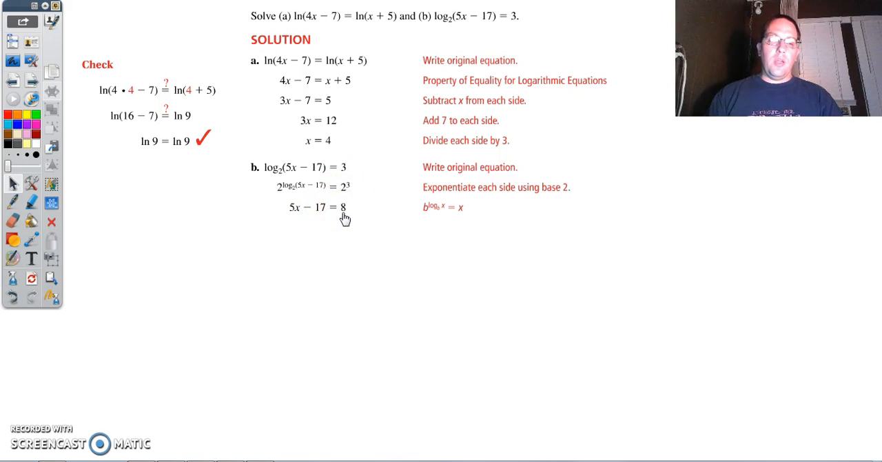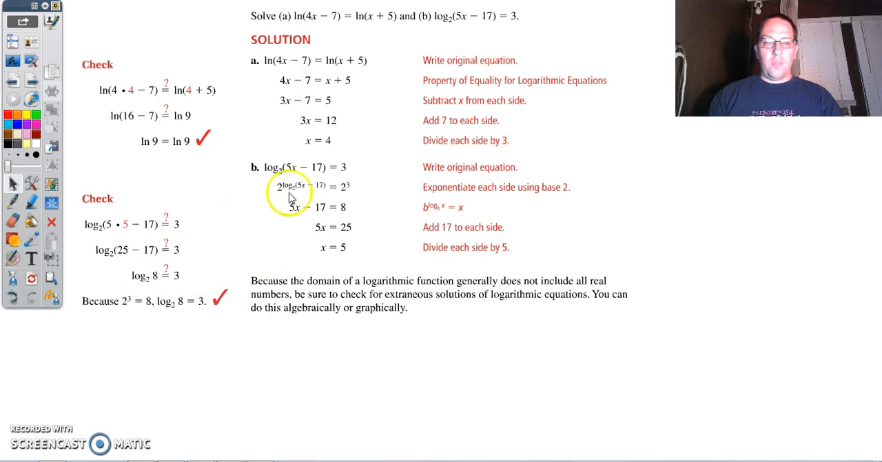All right? Now, another way we could do this, we could kind of bypass this whole step by writing this as an exponent in exponential form. So we just have 5x minus 17 equals 2 cubed. All right, a little bit quicker. And now we have this nice little linear equation. We can solve this. Add 17 to both sides, divide by 5, x equals 5. Plug this in to check it back into your original.